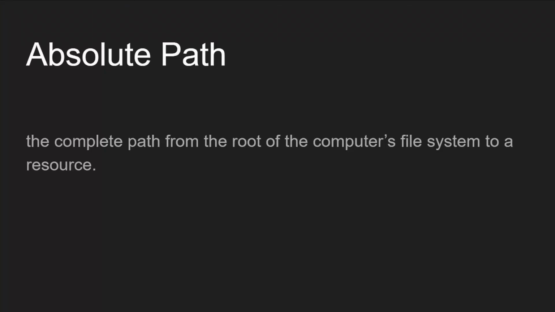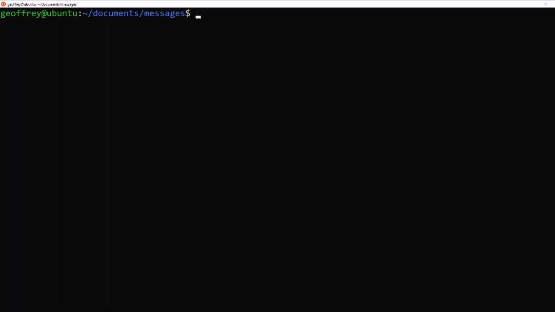Of course, we can change our working directory by passing an absolute path to the cd command as well. The absolute path is the complete path from the root of the computer's file system to a resource. The trouble with using the absolute path is that it tends to become very wordy the further into the file system you are. For example, we're currently located within the Messages directory, found inside of Documents.